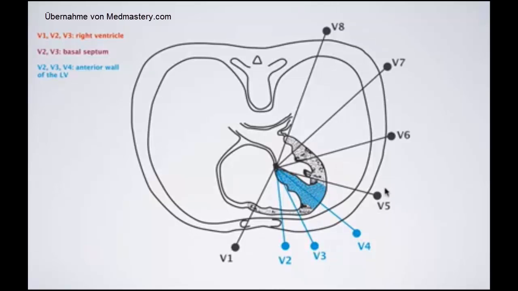What about V5 and V6? Those two leads show the lateral wall of the left ventricle. And what about V7 and V8? Well, I actually told you already that they're showing you a certain area of the left ventricle, and now you're going to learn which area of the left ventricle that is. That's actually the posterior wall of the left ventricle. This dark green area is the posterior wall of the left ventricle. And every once in a while, V7 and V8 are attached to the patient in order to see if the posterior wall has a problem.